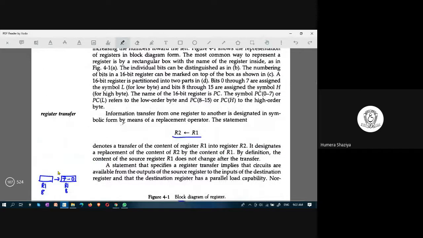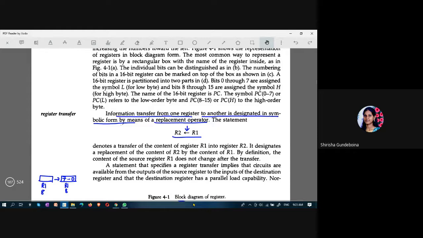Information transfer from one register to another is designated in symbolic form by means of a replacement operator. Can anyone tell me which is the replacement operator in this expression? Students, can you tell me which is the replacement operator? The arrow mark, going towards the left, R1 replaced by R2. Very good. This one is the replacement operator. And what are R1 and R2? Registers. Very good. R1 and R2 are two registers.